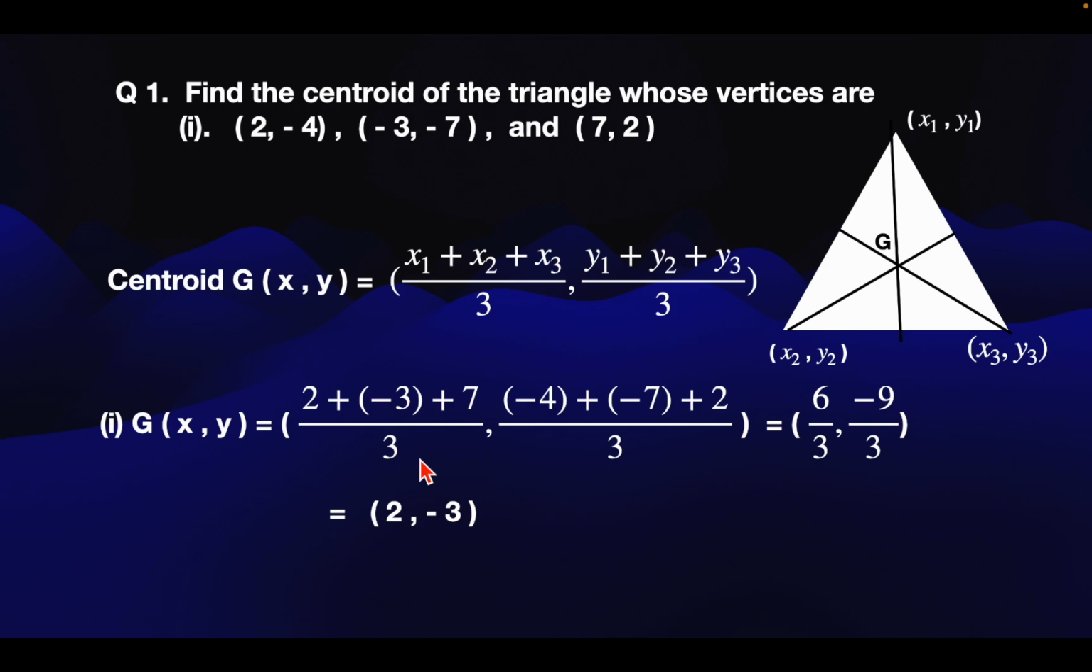Okay, now simplify this. You will get 6 upon 3, and this will be minus 9 upon 3, and that will be 2 comma minus 3.